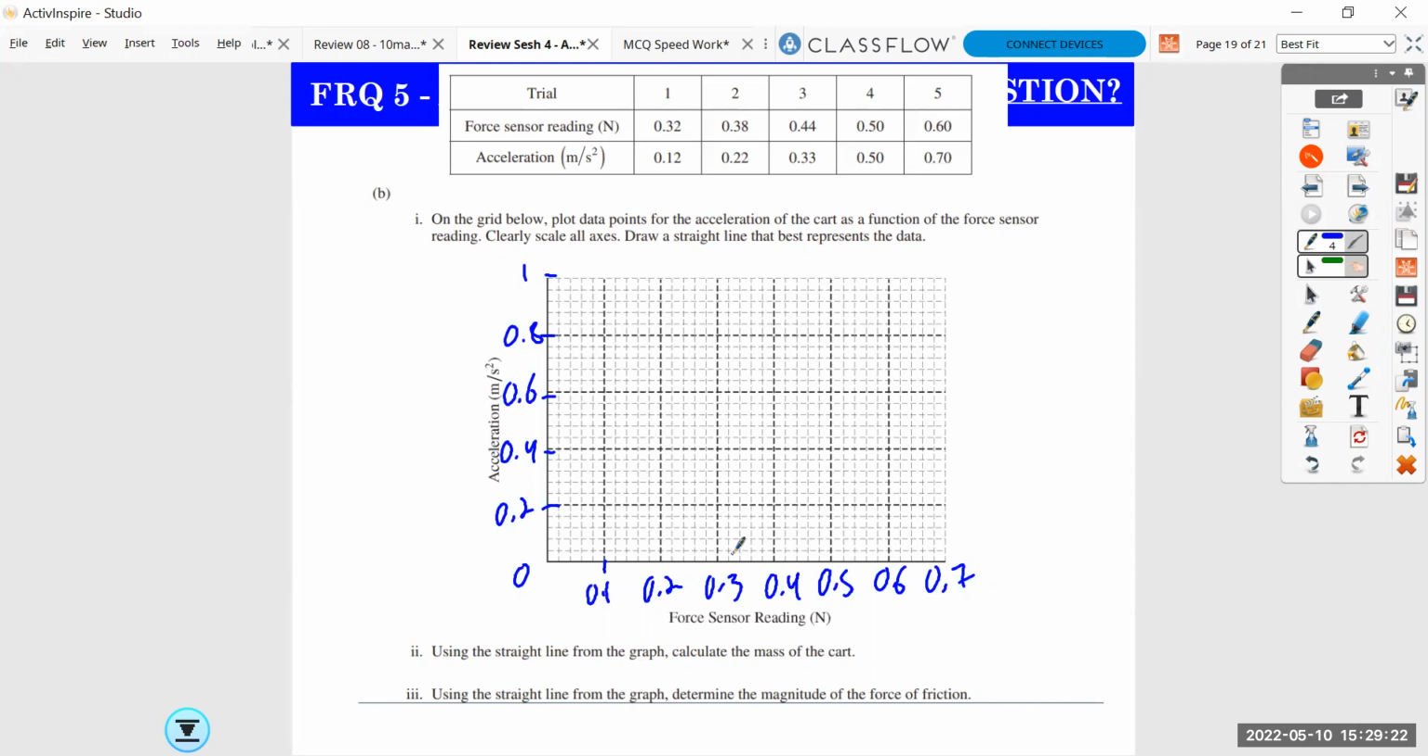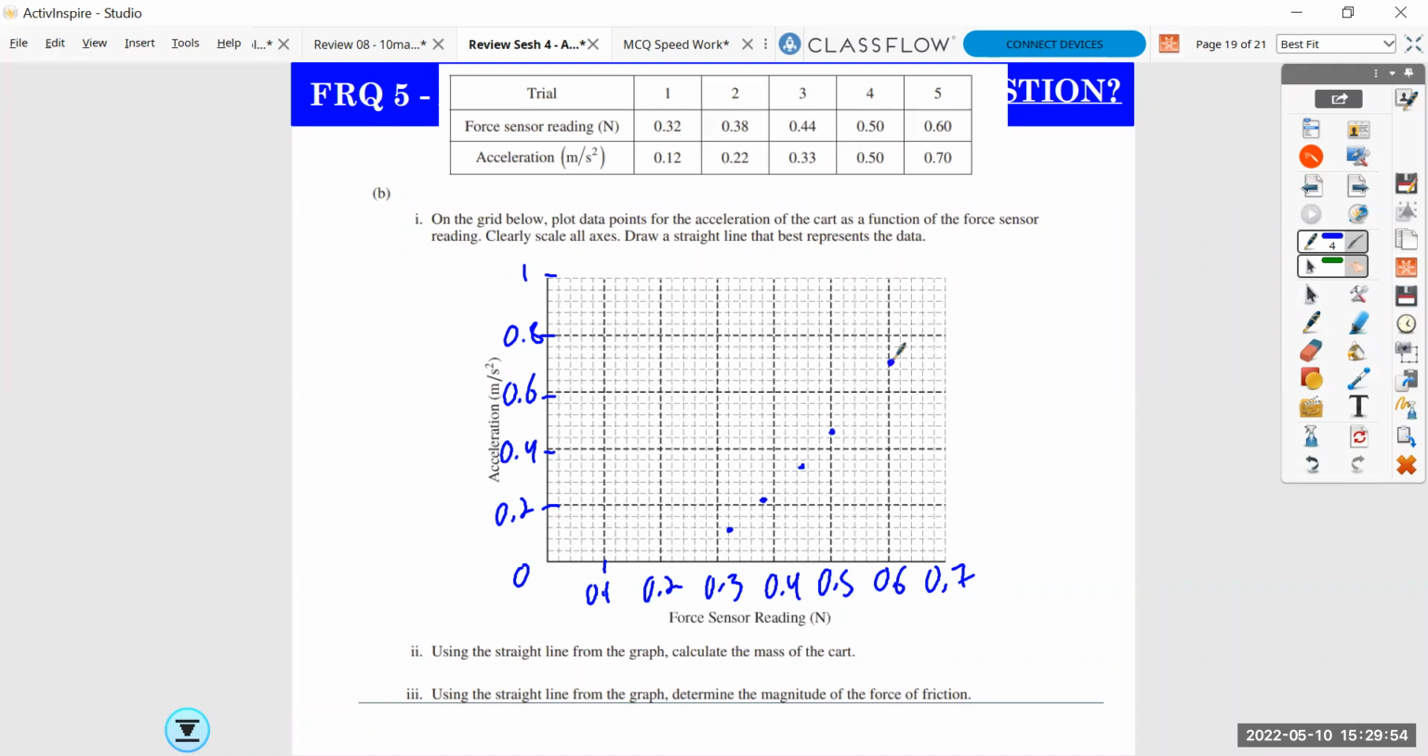So these are 0.02, 1, 2, 3, 4, and these are like 0.04 in this direction. So I come up 3. So I got a point there. I got a point here. I got a point here. I got a point here, and I got a point here. And then they ask you to draw a best fit line.